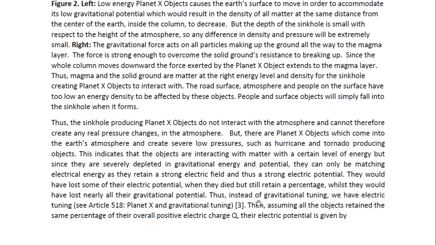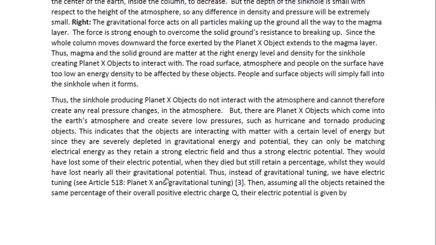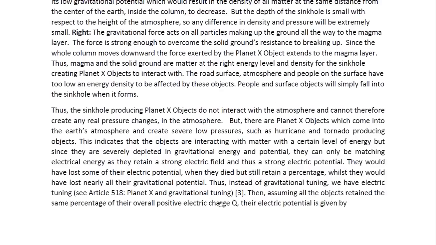This indicates that the objects are interacting with matter with a certain level of energy. But since they are severely depleted in gravitational energy and potential, they can only be matching electrical energy, as they retain a strong electric field and thus a strong electric potential. They would have lost some of the electric potential when they died, but still retain a percentage, whilst they would have lost nearly all their gravitational potential. Thus, instead of gravitational tuning, we have electric tuning. And you may look at Article 518 entitled Planet X and Gravitational Tuning for more details on that.